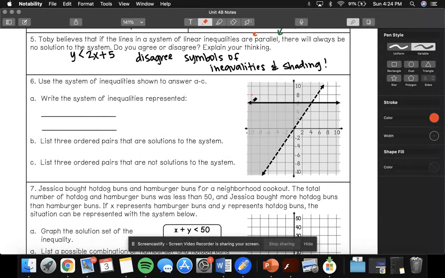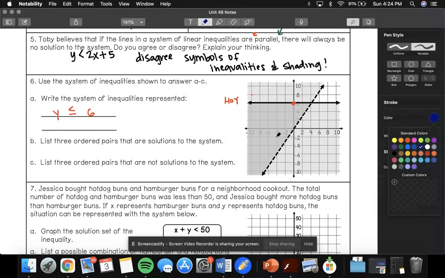Okay, so we have a horizontal line, so it's going to be a y equals equation. So it'll be y, and the y-intercept is 6. Okay, it's a solid line, and it's shaded below because that's where the darker region is. So it's shaded below. y is less than or equal to 6.